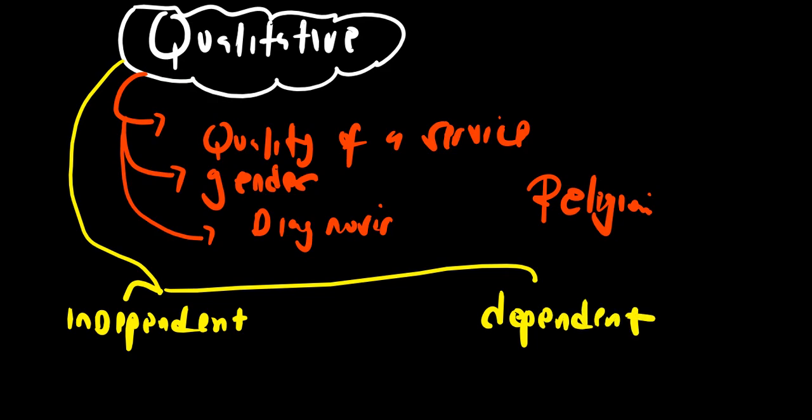Now an independent variable, even just the name explains itself. It's a variable presumed to cause an effect in another variable. It's just a standalone. It's not affected by anything, but it can affect other variables. So this one has an effect on another variable.